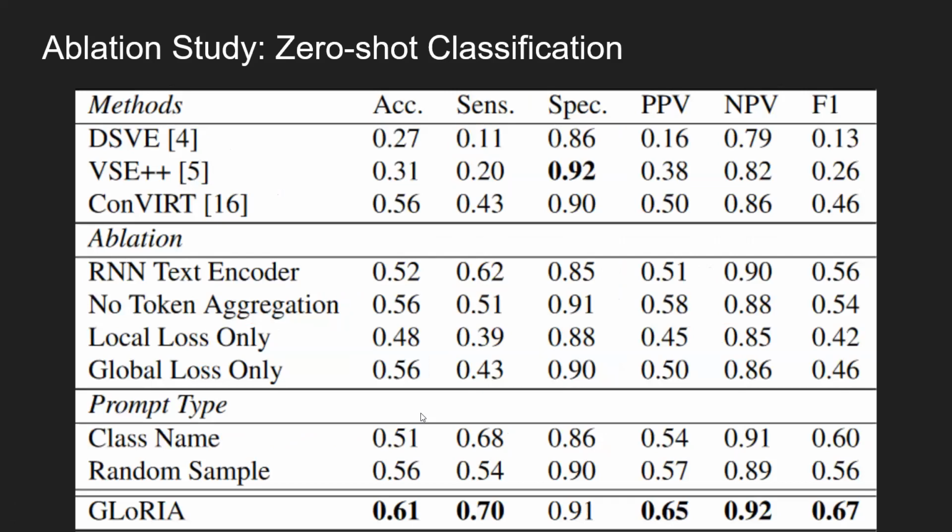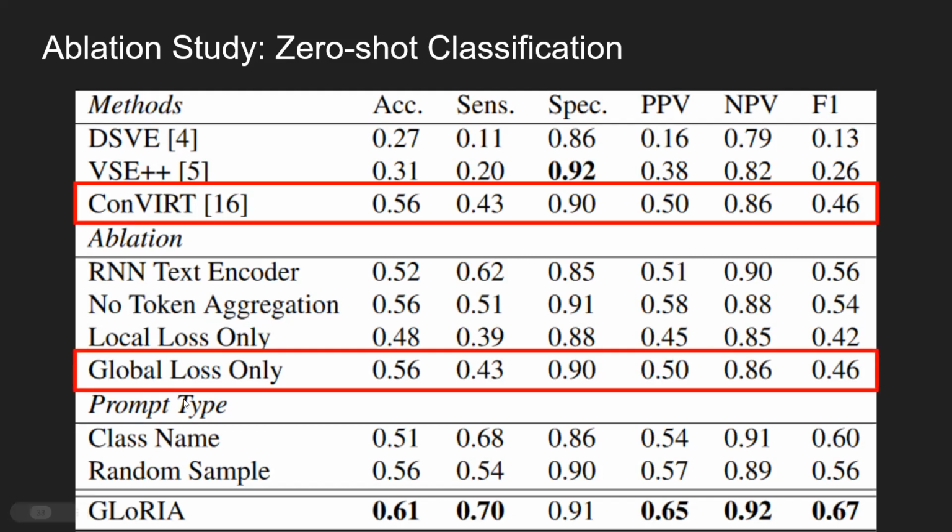For zero shot classification, again, GLoRIA once again outperforms all existing methods with the exception of specificity on VSE++. And again, we can see ConVIRT and the global loss only perform identically. And again, we can see that in general, each piece of GLoRIA is important in order to get an improved result. Taking away the token aggregation does drop the results. Only using a local loss drops the results.